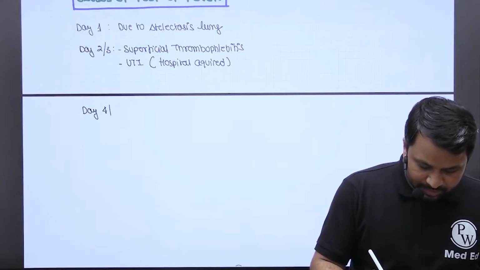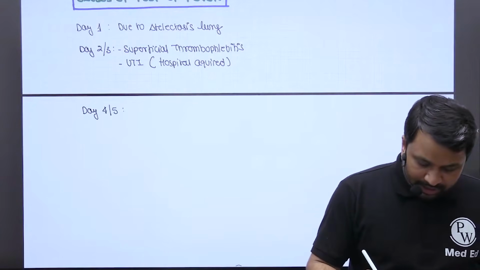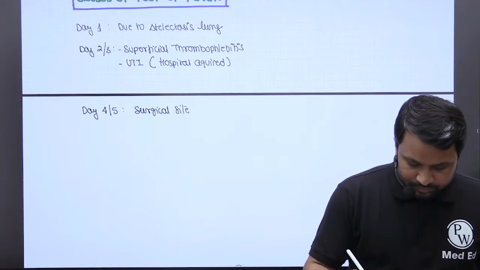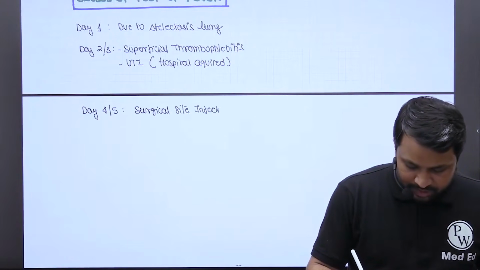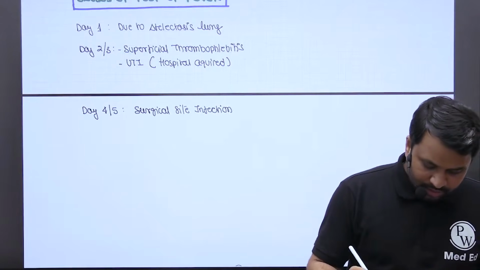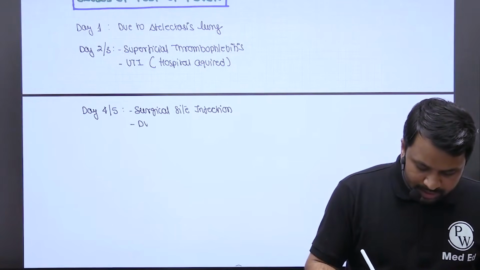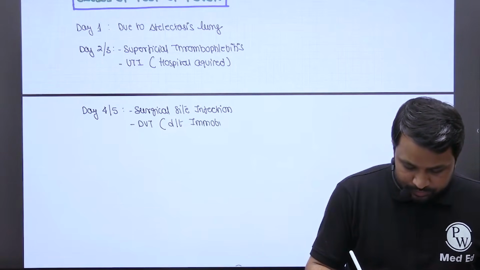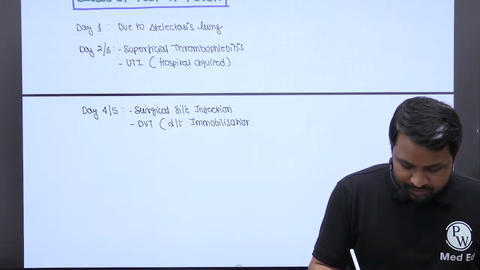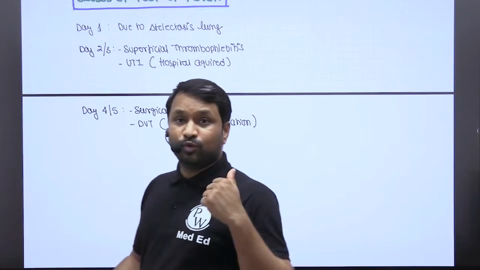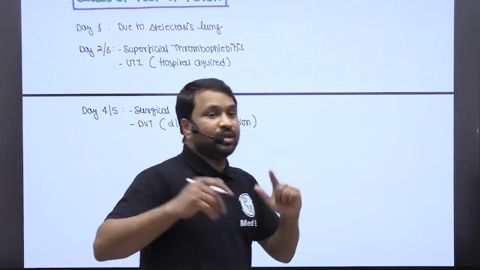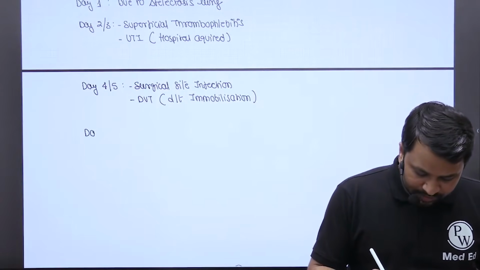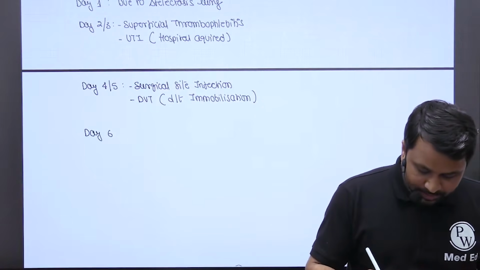If the fever is seen between day 4 and day 5, it is usually because of surgical site infection, or it is because of prolonged immobilization, that causes DVT. So if a patient starts developing fever on day 4, day 5, always look for the wound site. If the wound site is healthy, always look for the limbs, because that is going to be because of deep vein thrombosis, that is DVT.